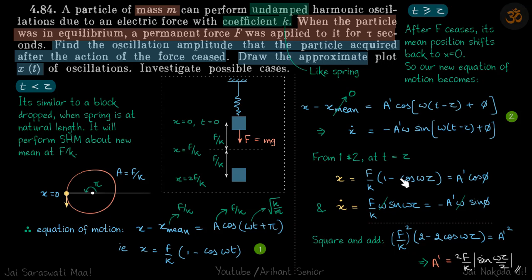So we have these two equations. Because we need to find the amplitude, let's not bother about phi. Let's get rid of phi by squaring and adding. We get (F by k) whole squared times (2 minus 2 cos omega tau) equal to A dash squared. And from here we get A dash to be 2F by k sine(omega tau by 2). So this is the new amplitude.